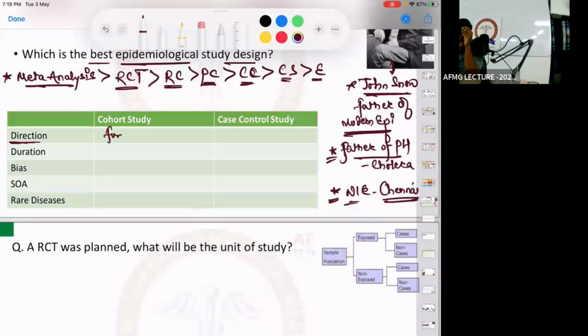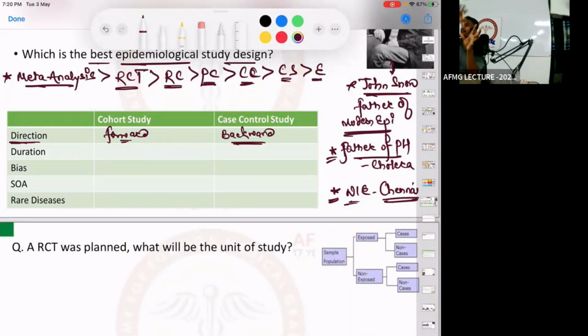Therefore, cohort is also known as forward looking study, also known as prospective study. Case control, on the other hand, is a backward looking study, also known as retrospective study. Important. Next now. जल्दी से तुम मुझे बताओ कि क्या है, ठीक है?